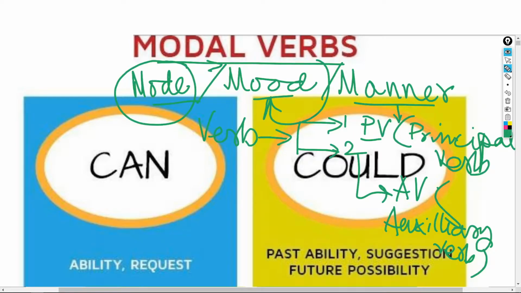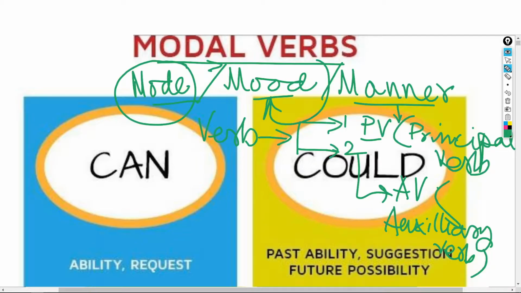Now, my dear children, when you are talking about the modals, how many modals are there? So let us start with the modals. Is, are, was, were, do, does, did, have, has, had, can, could, shall, should, will, would, may, might, ought, dare, need, must. These are the modals in total. And some of the modals can also be used as the main verb.